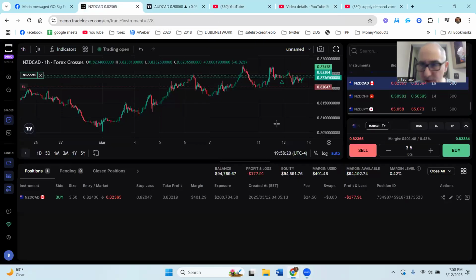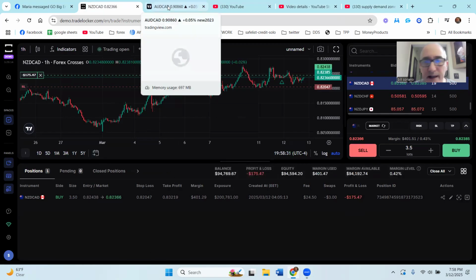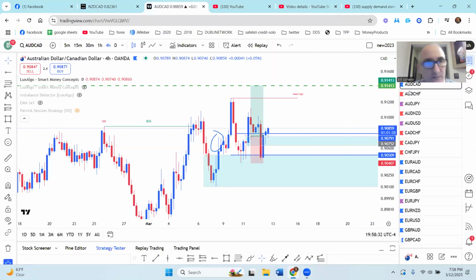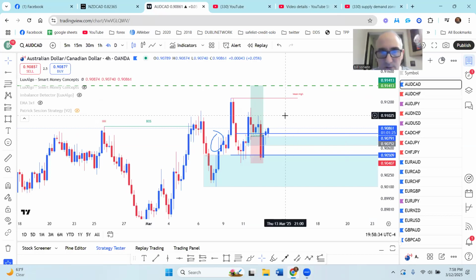We did take a trade here on demo NZD CAD last night. We're currently down in that position. So we do have a trade. We didn't get any trades last week, but we do have a trade here today. Let's just go through the pairs. We'll go to the 4 hour time frame. We'll kind of look at them.